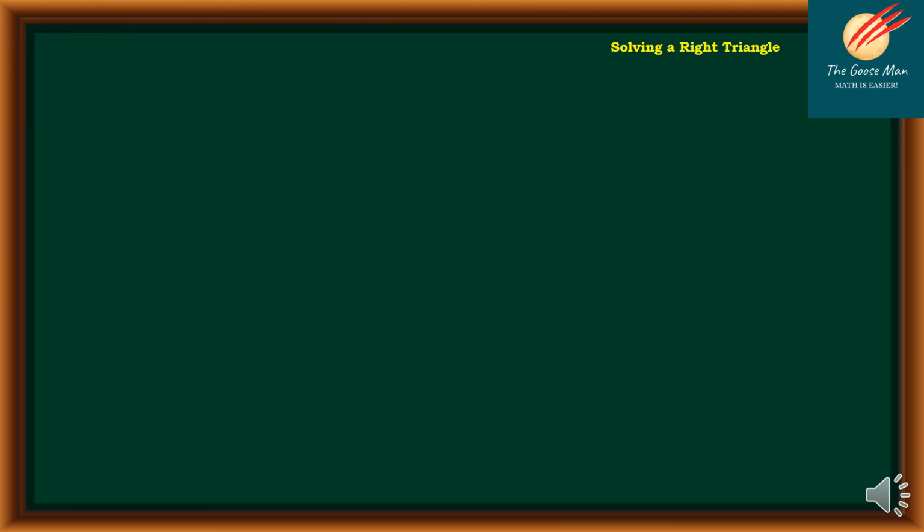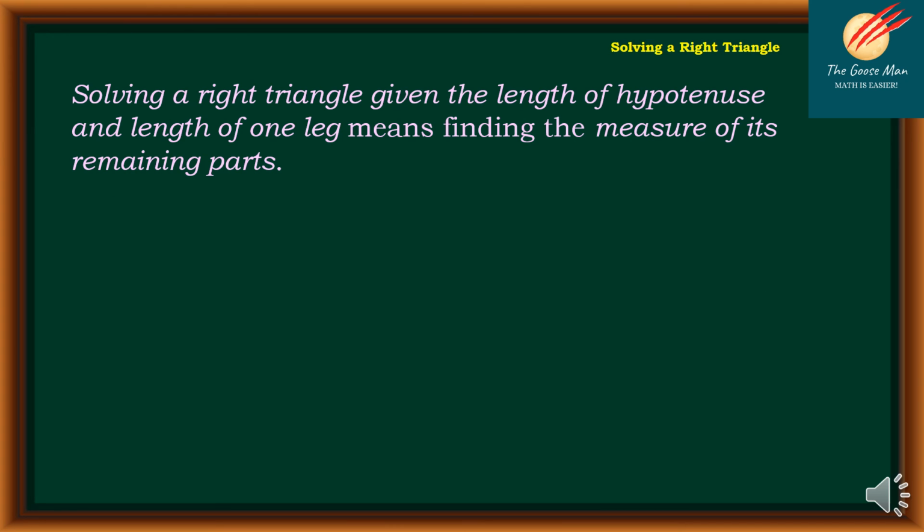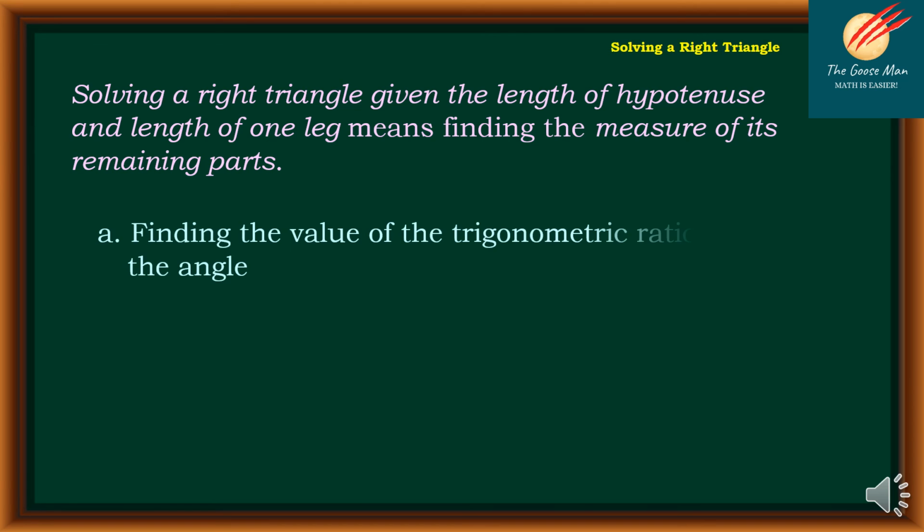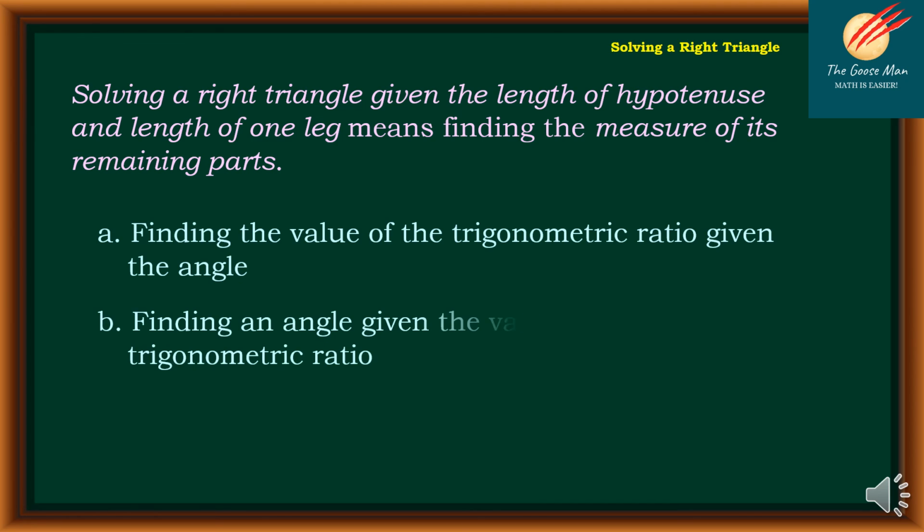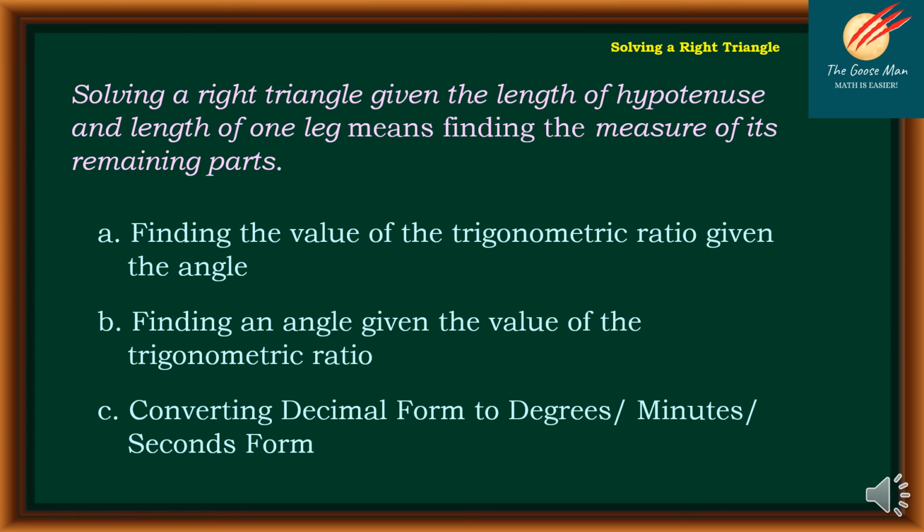To summarize our discussion, solving a right triangle, given the length of the hypotenuse and the length of one leg, means finding the measure of its remaining parts. Also in this lesson, we used a calculator in finding the value of a trigonometric ratio given the angle, and also finding an angle given the value of the trigonometric ratio. And finally, converting decimal form to degrees, minutes, seconds form. So that ends our discussion on solving a right triangle.